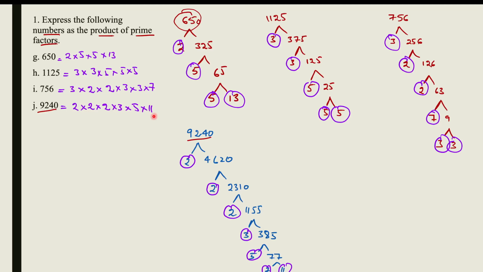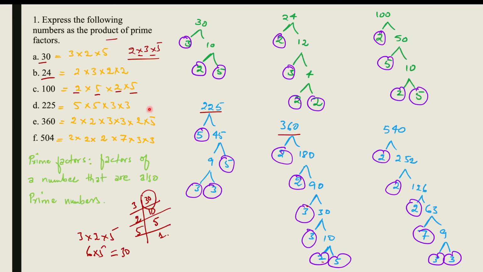Then we express the number as a product of the prime factors. I hope the concept of prime factors, the two methods, that is using the tree diagram and using the division method, is both clear for you. That's all for now for this exercise. I hope it's clear and you will be able to solve such questions.